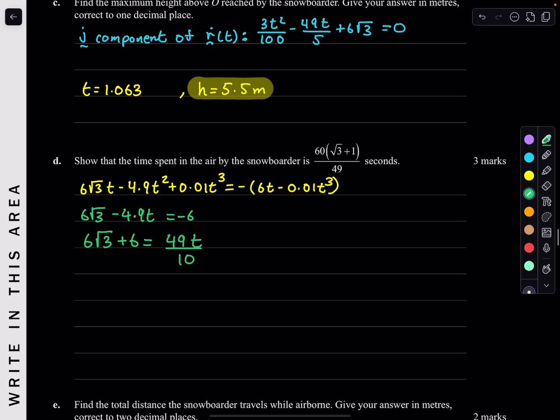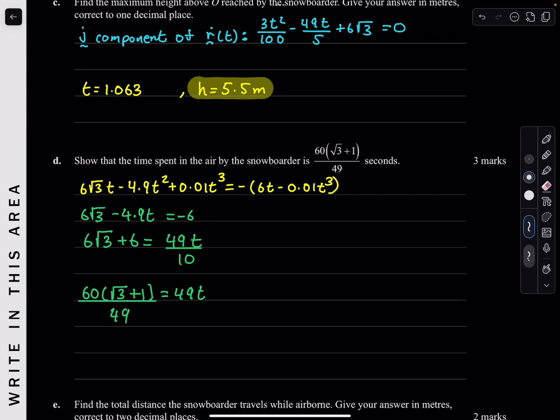So I'm going to multiply both sides by 10, and take the 6 as a factor, so it'll be 60 root 3 plus 1, so that equals 49t. Then divide both sides by 49, and we should get the same thing. Done. We've shown that easily. So that's how you show it.